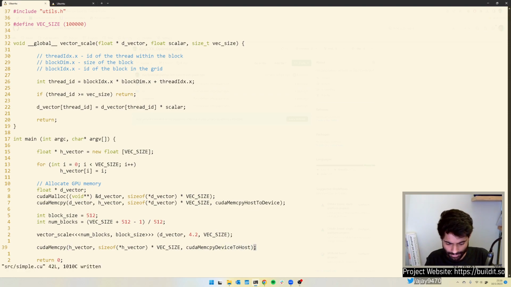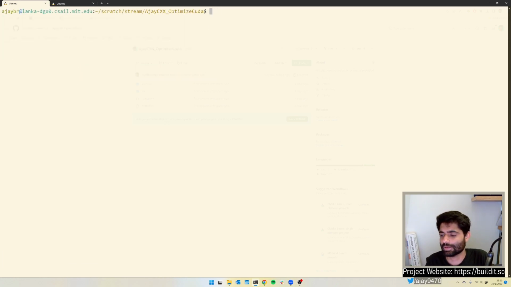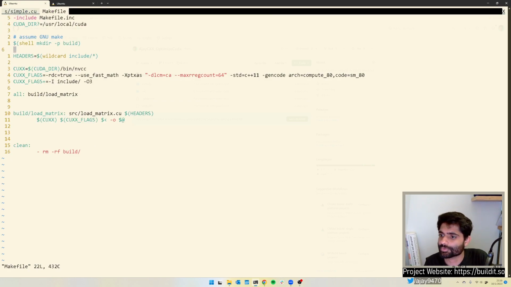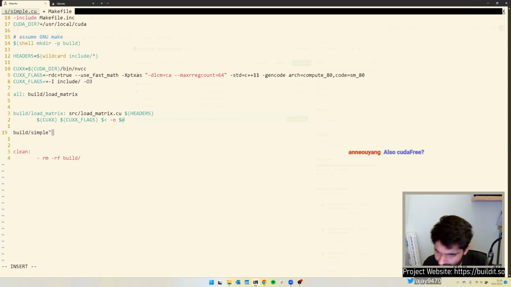Sweet, and that's about it. So I'm going to save this, and actually I need to write the makefile for this. I haven't written the makefile. So let's say, build simple, also CUDA free. Yes, you need to CUDA free. We'll get to that. We're going to write more code and then I'll add CUDA free.